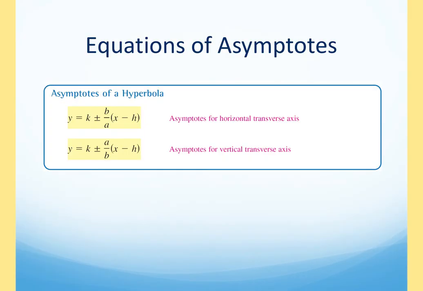To find the equation of the asymptote, these are lines. So they're going to be y equals mx plus b, but they don't have to be in that format. They give you y equals k plus and minus b over a times x minus h if it is horizontal, and y equals k plus and minus a over b times x minus h if it's vertical. So horizontal, the only difference is b over a, vertical, a over b. That's the only difference.